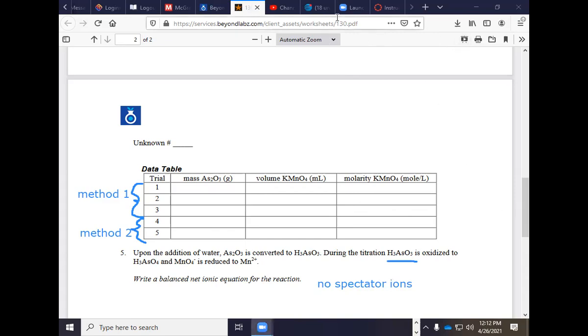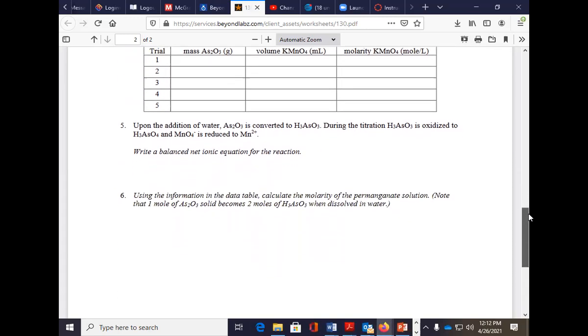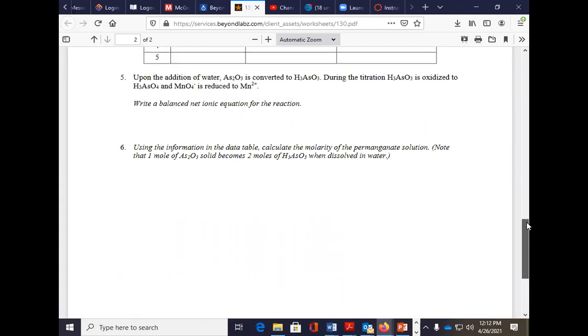Okay. And then you're going to answer number 6. Oh, that's the last one, number 6, the molarity. And it's giving you a little bit of help. That 1 mole of this solid becomes 2 moles of this. So you need to read all of that to figure out your equation.